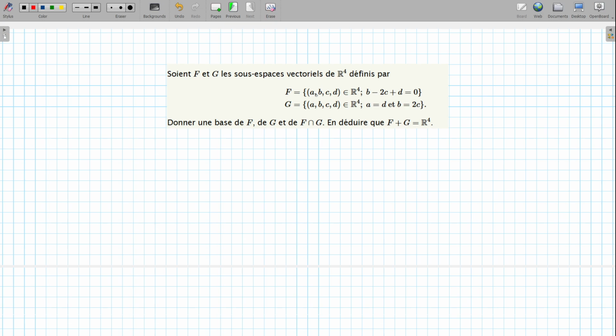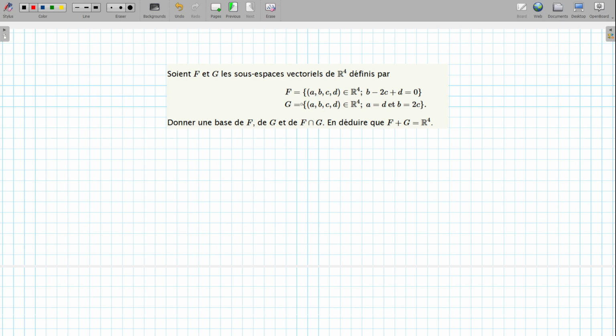Soit F et G, les sous-espaces vectoriels de R4 définis par: F is this space, a family of vectors with 4 components, and the condition attached here is B minus 2C plus D equals 0. And G is A equal to D, and B equal to 2C. Bien.